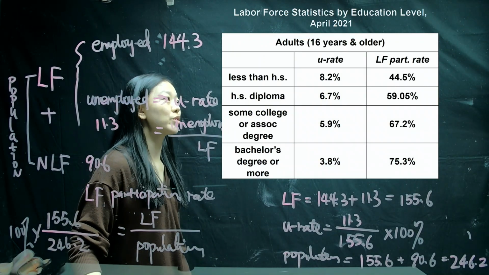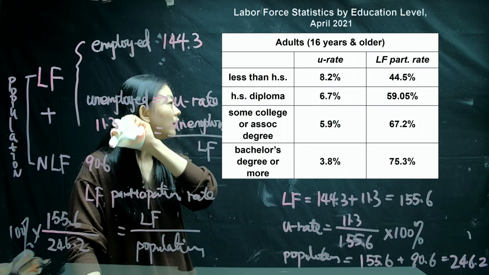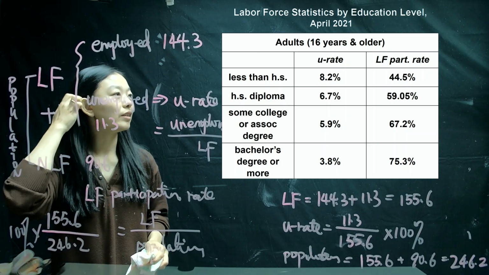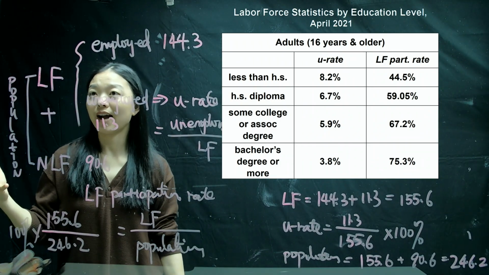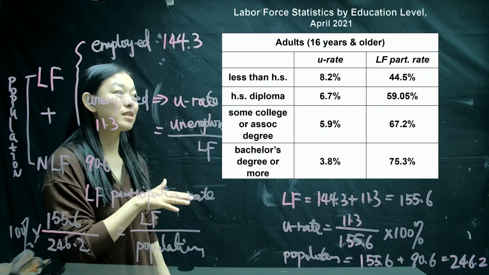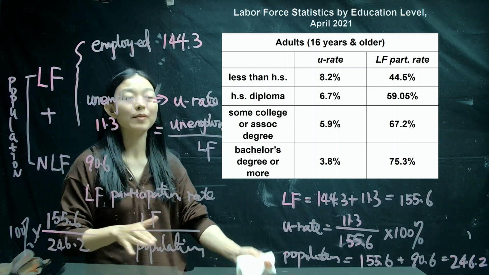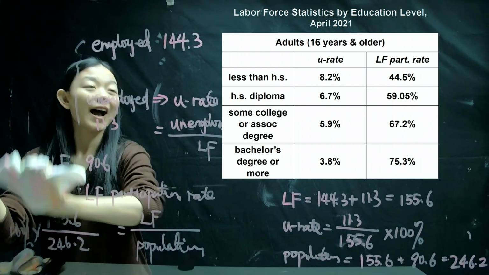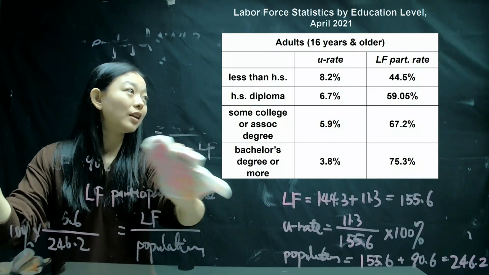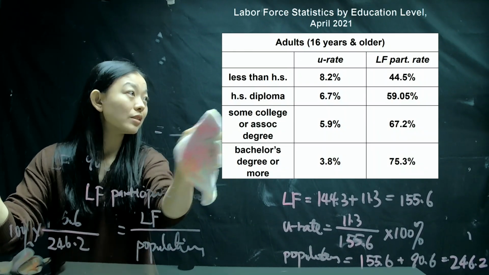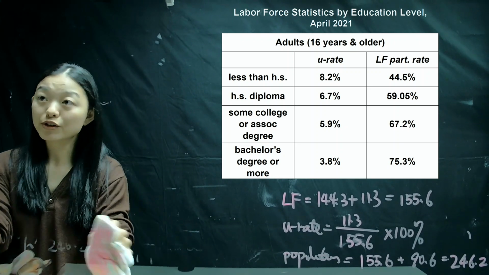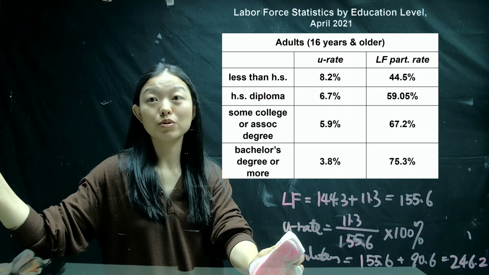You can see some labor force statistics by education level. You can notice that in April 2021, for people with less than a high school education, the unemployment rate was as high as 8.2%, and the labor force participation rate was only 44.5%. For people with a high school diploma, the unemployment rate is 6.7%. If people have an associate degree, then the unemployment rate reduces to 5.7%, 5.9%. And if people have bachelor degrees or even higher, then the unemployment rate reduces to 3.8%.